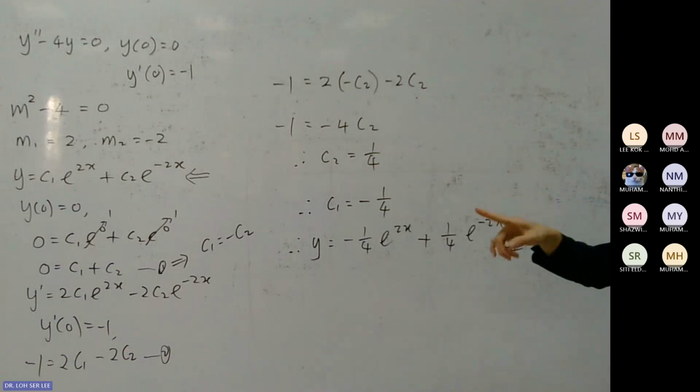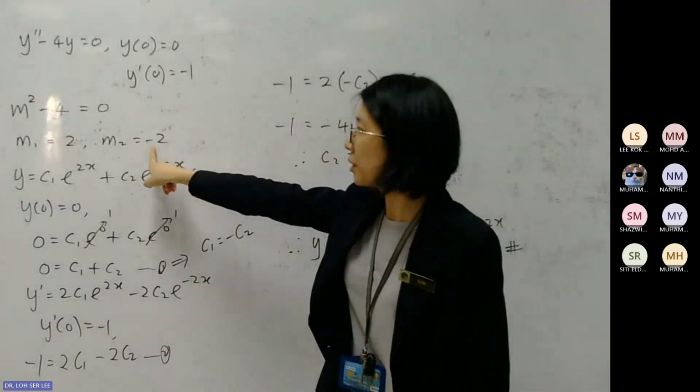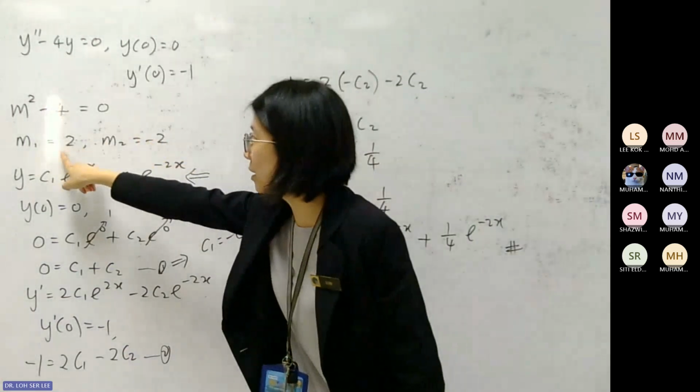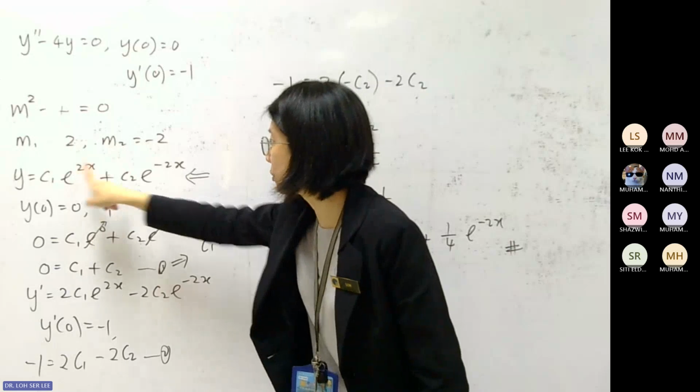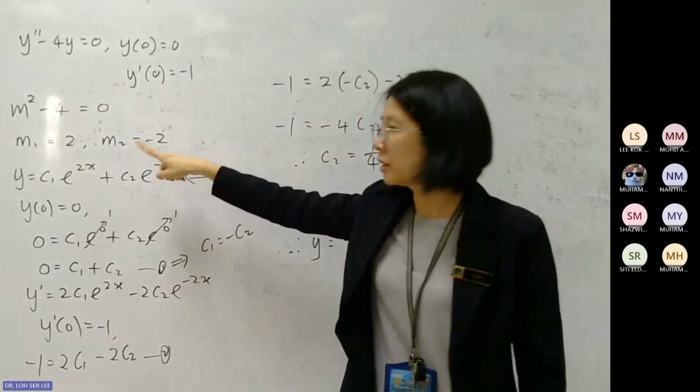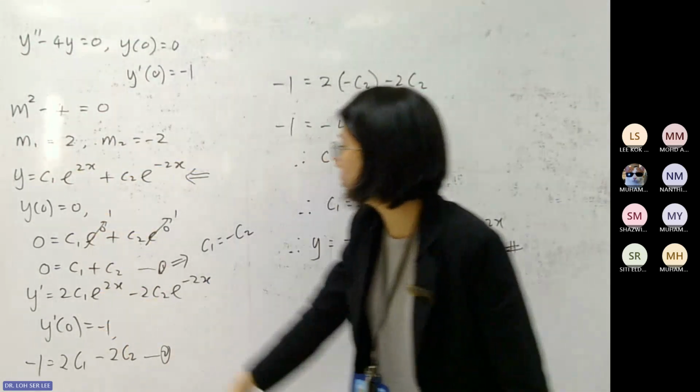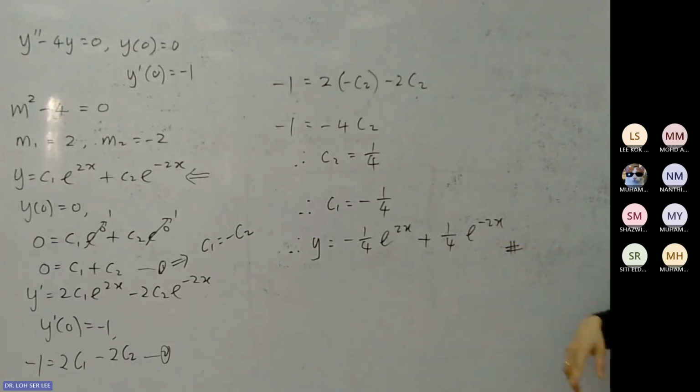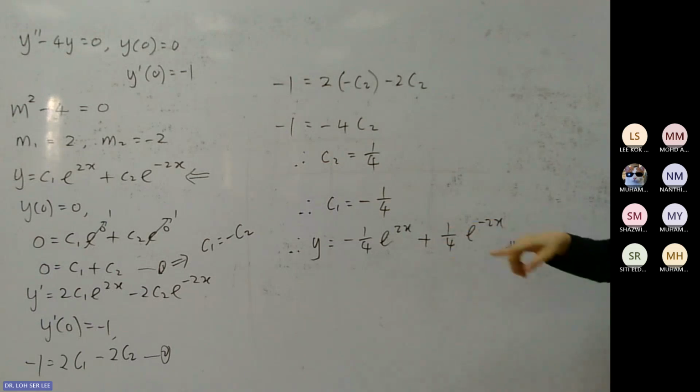So if you let this be your M1 and this one your M2, here will be negative 2 and plus 2, right? But after you apply the initial values, you will get the same answer. No matter which one is your M1 or M2, you will get the same answer after you apply the given initial values.